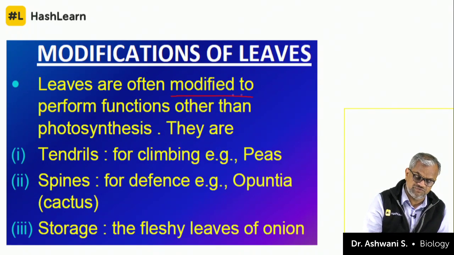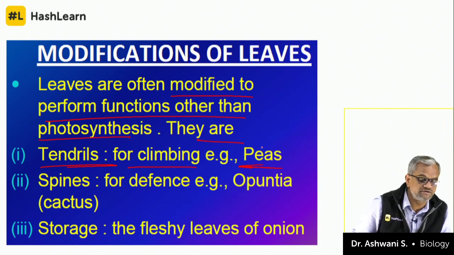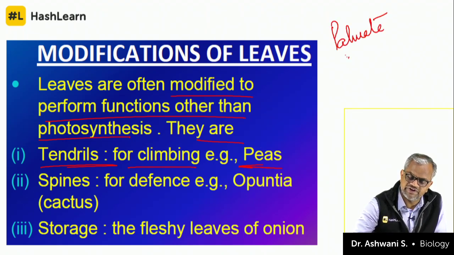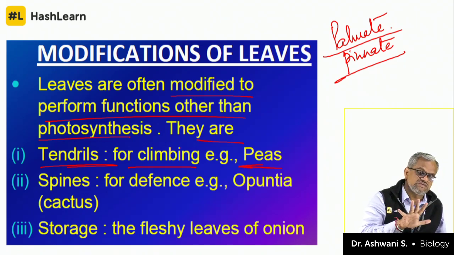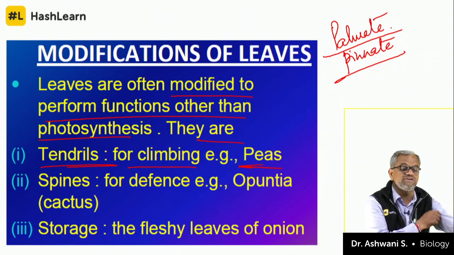Modification of leaves. Leaves are modified to perform functions other than photosynthesis. They are tendrils. Somebody asked me about climbing in the case of matar. There are two different types of compound leaves, beta: one is palmate, one is pinnate. You don't have to go into detail of it. Pinna means like an ear pinna. Palm means like this, as you see in papaya or castor, that is palmate. Pinnate is what you see around yourself in neem and others.